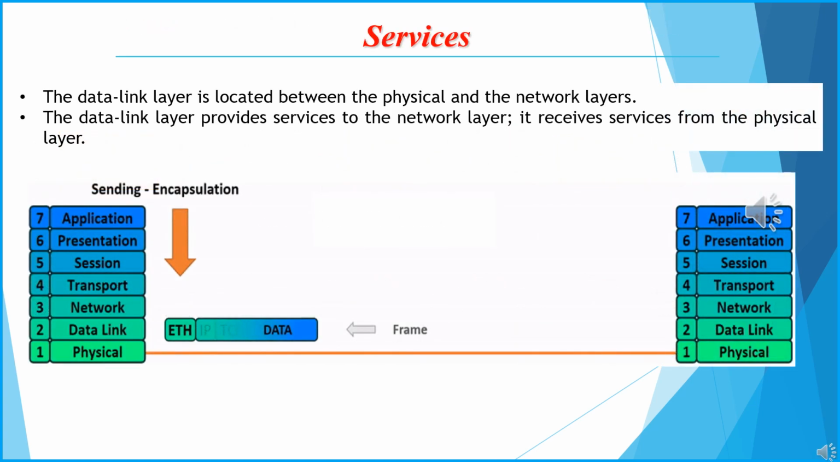Here we show the OSI model which you have seen in unit 1. The data link layer is located in between the physical layer and the network layer. The data link layer provides services to the network layer. It receives services from the physical layer. The physical layer collects the data in the form of bits and sends it to the data link layer, where the data link layer converts the bits into frames and sends them to the next higher layer called the network layer.